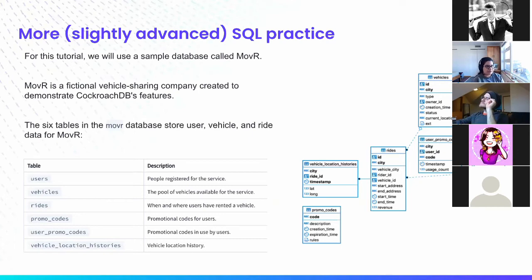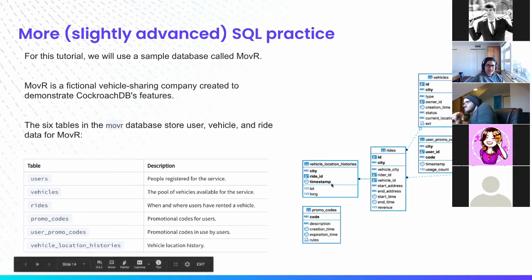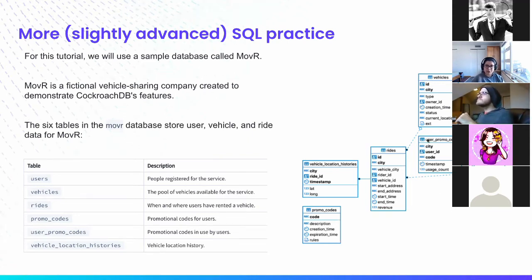I just wanted to introduce you to one such sample database, just for you to get a feel of how things work. As I mentioned earlier, we have Mover, which is a fictional vehicle sharing company that we created to demonstrate CockroachDB's features. The Mover database has 6 tables, and these are the tables, and these are the data within each of them. You can see there are connections between the tables. This is what a typical schema would look like for a real world app. And setting this up is kind of time-consuming.